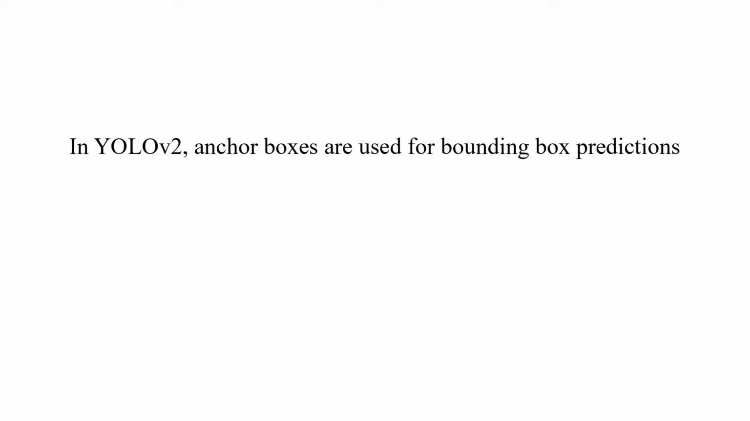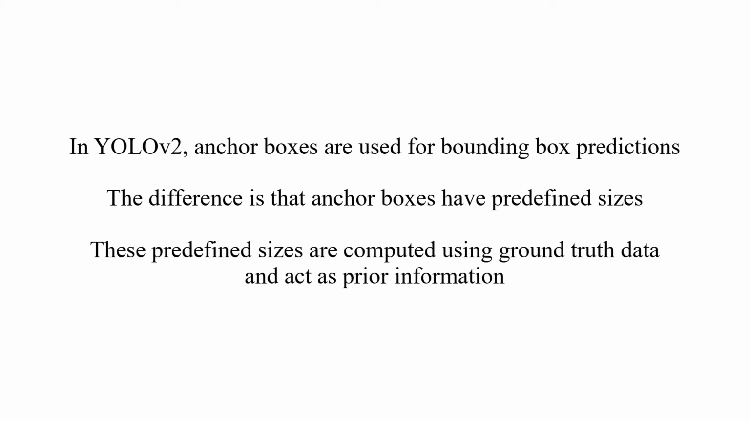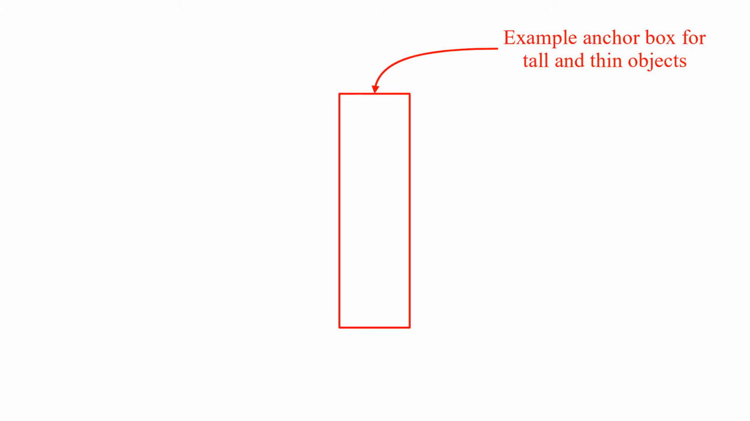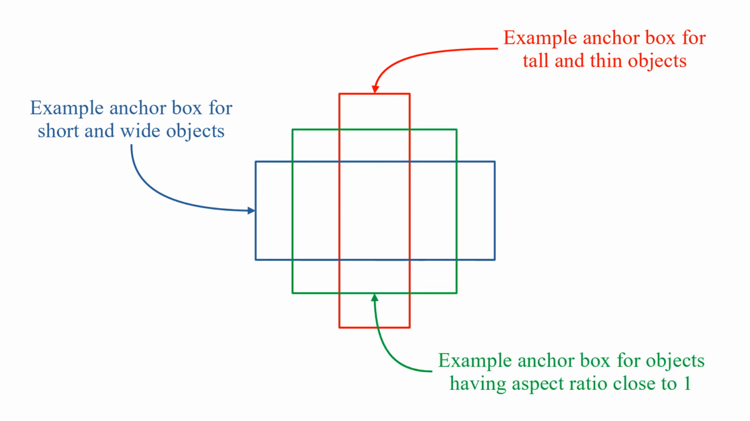In YOLO version 2, anchor boxes are used for bounding box predictions. The difference is that anchor boxes have predefined sizes. These predefined sizes are computed using ground truth data and act as prior information. This is an example anchor box for tall and thin objects. This one is for short and wide objects, and this one is for objects having aspect ratio close to 1.